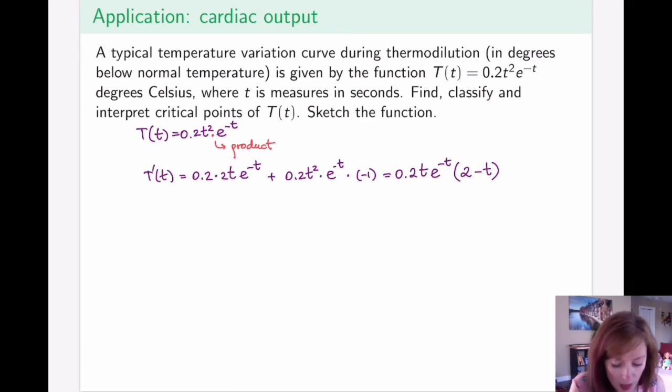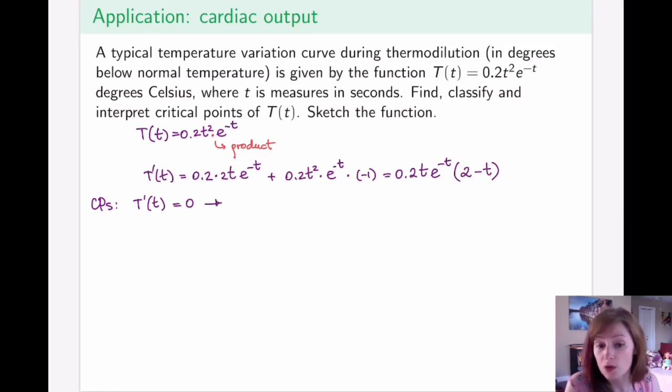Okay, so for the critical points here, again, remember that I need to set my derivative to be 0 or does not exist. Factoring is particularly helpful for solving something to be 0 because factoring turns anything into a product, and a product is only 0 if one of the factors is 0. So here I simply need to now analyze this entire expression factor by factor. 0.2 can never be 0. t is 0 when t is 0.